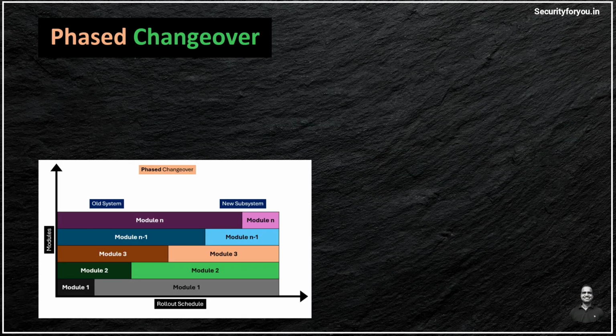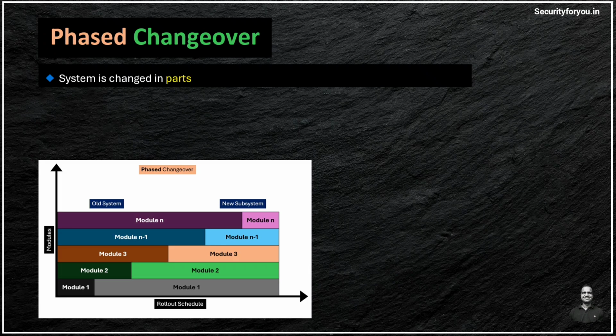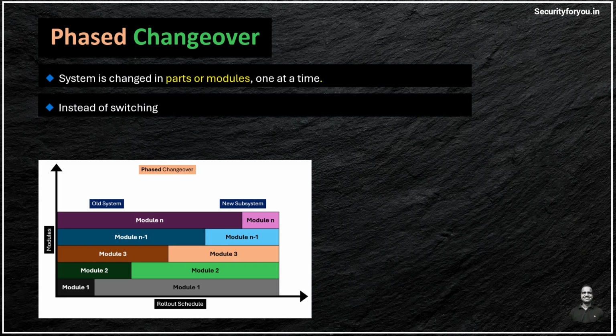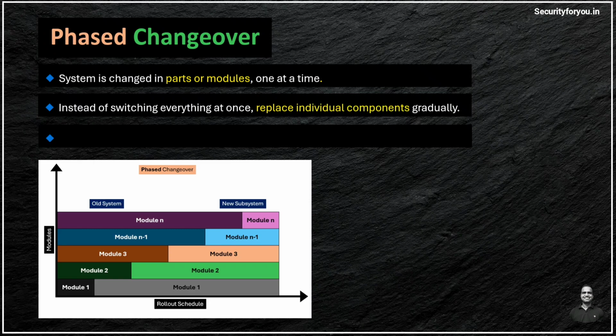Next, we have phased changeover. Here, the system is changed in parts or modules one at a time. Instead of switching everything at once, you replace individual components gradually, right? And this lowers risk because even if one module has issues, the rest of the system is still working.